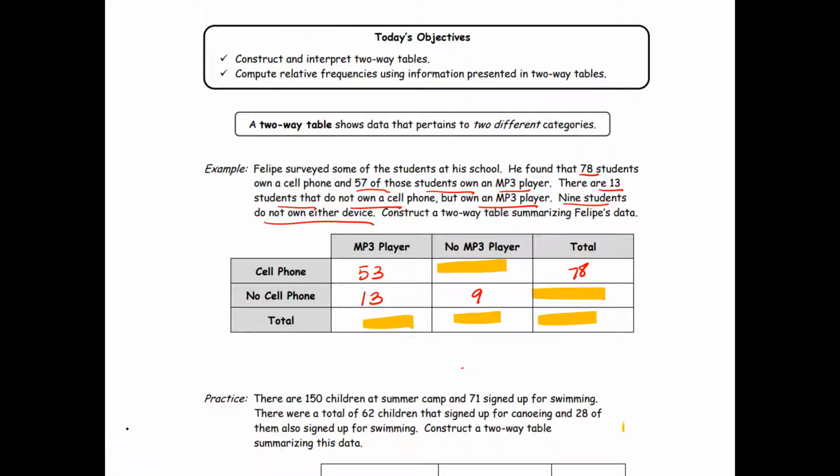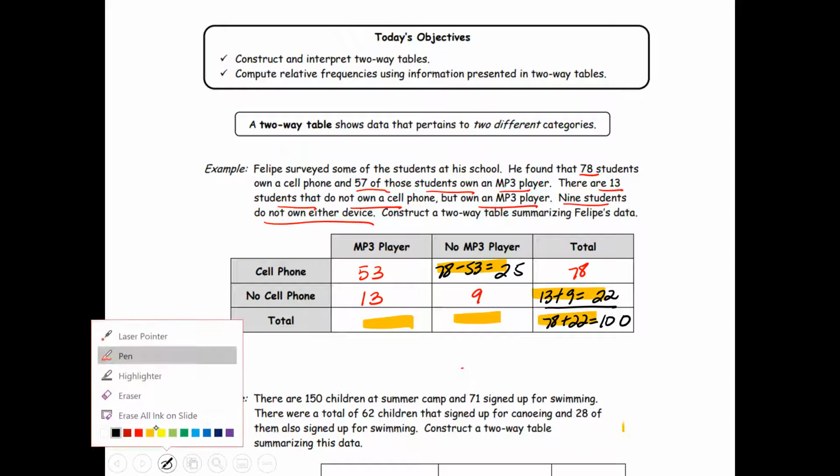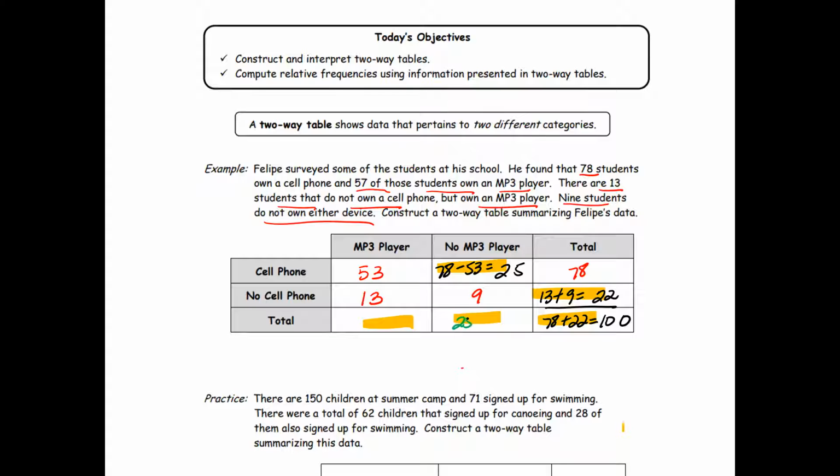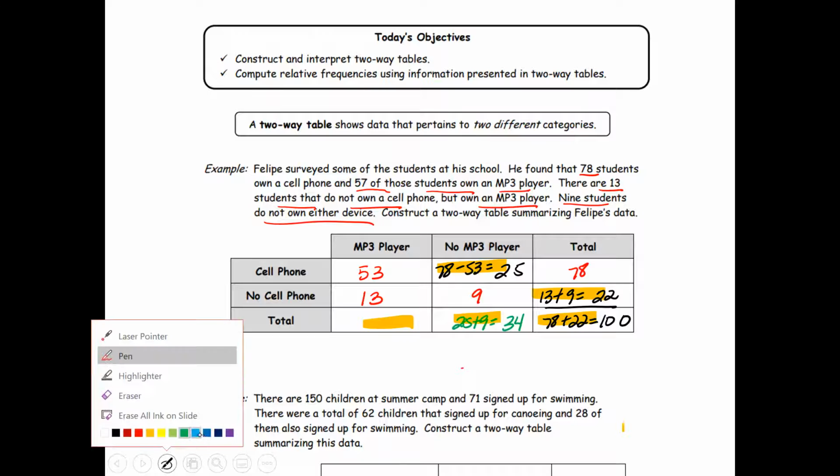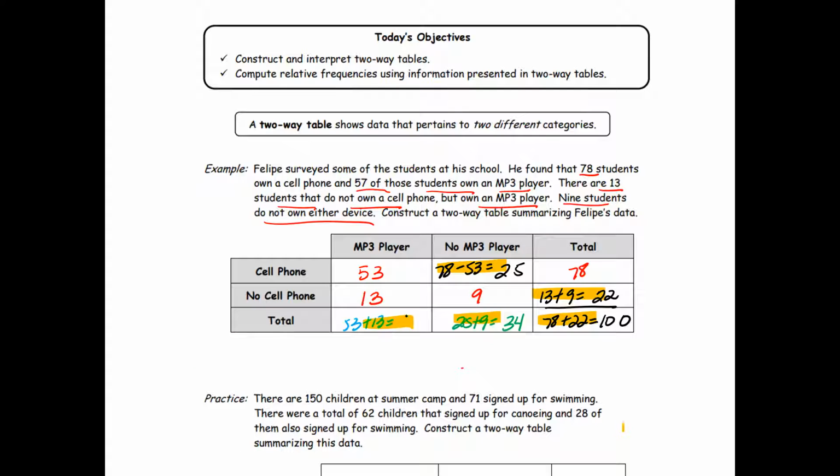So with your calculator, no MP3 player will just be 78 minus 53, in which case that's going to give you a 25. Students own a cell phone, but no MP3 players. This one here will just be 13 plus 9, which is going to give you a 22. This number here will be 78 plus 22, which will go ahead and give you a 100. The remaining 2 numbers, this one here, you'll just do 25 plus 9, which is a total 34. And then lastly, 53 plus 13 is a 64.